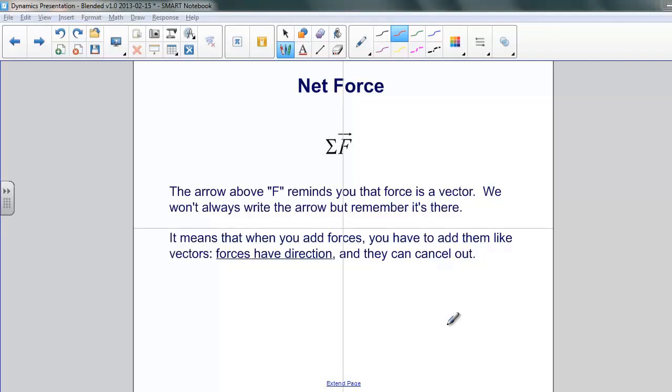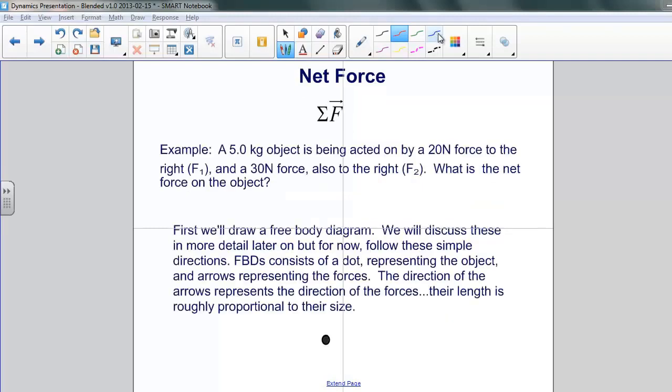I can push a box one way, you can push it the other, and the net force is much less than either of the amounts of force we're applying. So let's do an example and try to understand how to calculate net force.